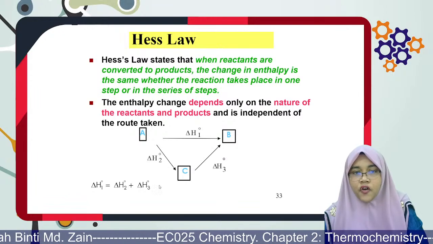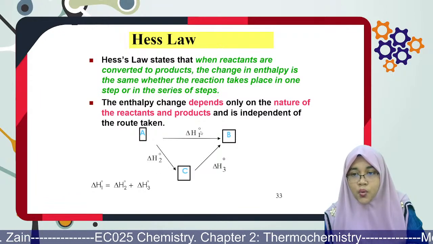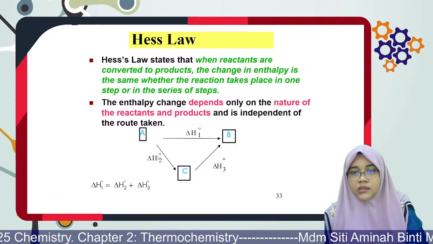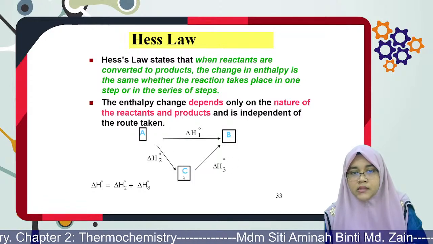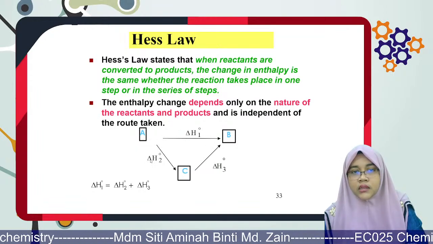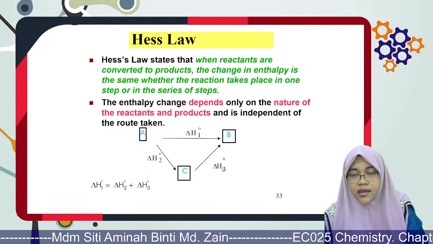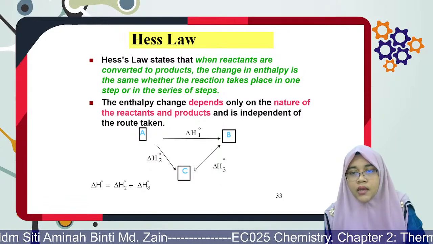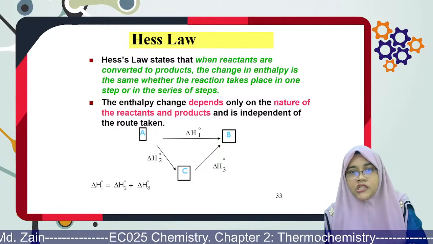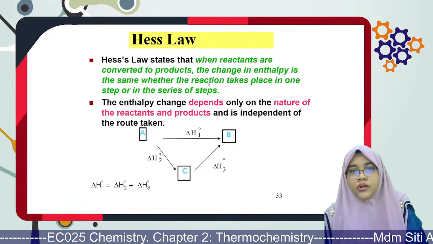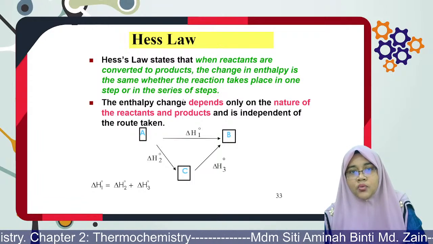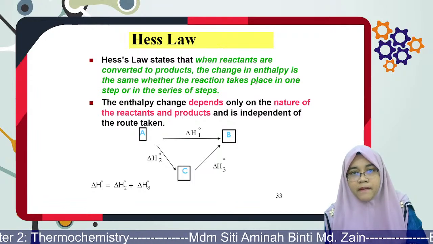So from here we know that delta H1 is equal to the combination of the two routes, A forming C and C forming B. Delta H1 equals delta H2 plus delta H3. This is what Hess's law tells us, meaning that the heat change depends only on the reaction, not on the series of reactions.